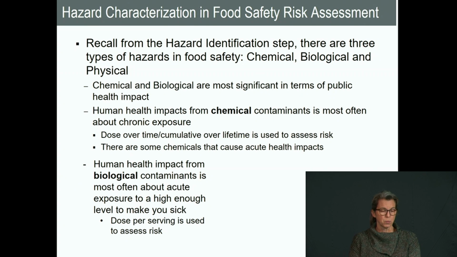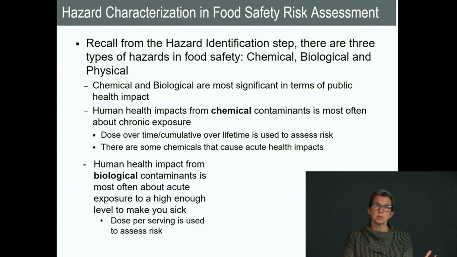So when we're talking about biological contaminants, we're talking about acute exposure, so you can just be exposed once and get sick from it, and it's something that makes you sick right away. So it's easier to detect in terms of that causing the illness. So we talk about a dose per serving in terms of what we use to assess risk.